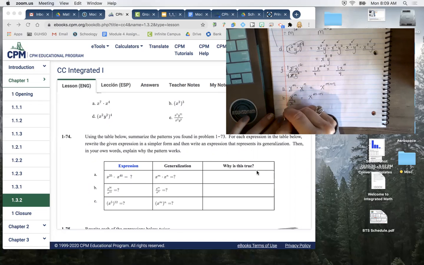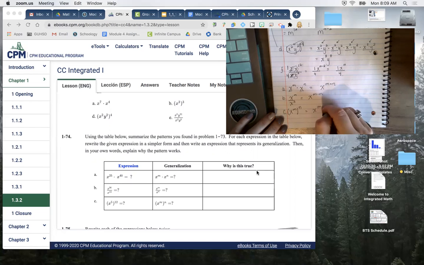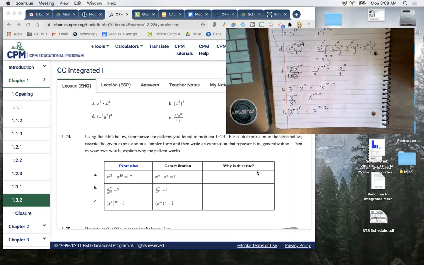And our last rule that we're going to look at is a power to a power rule. When we have x to the m power, but we have that raised to the n power, power to a power, you multiply. So we have x to the m times n. Those are the 3 rules that we'll be exploring today.